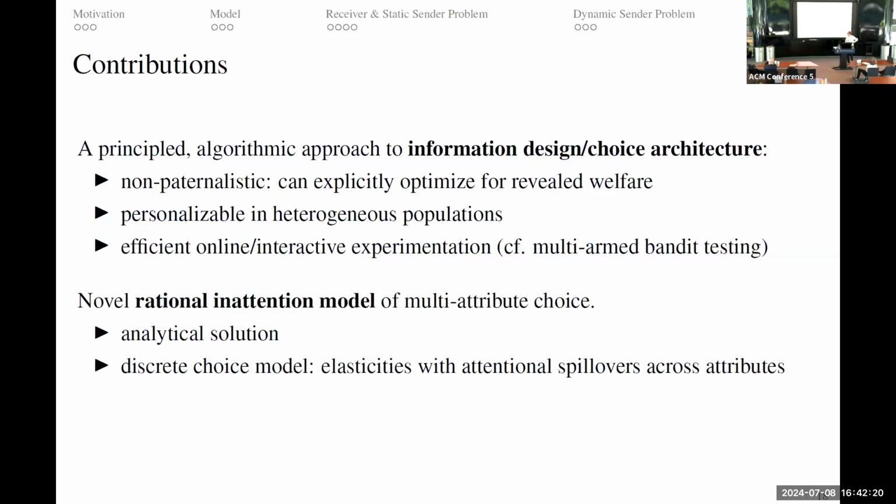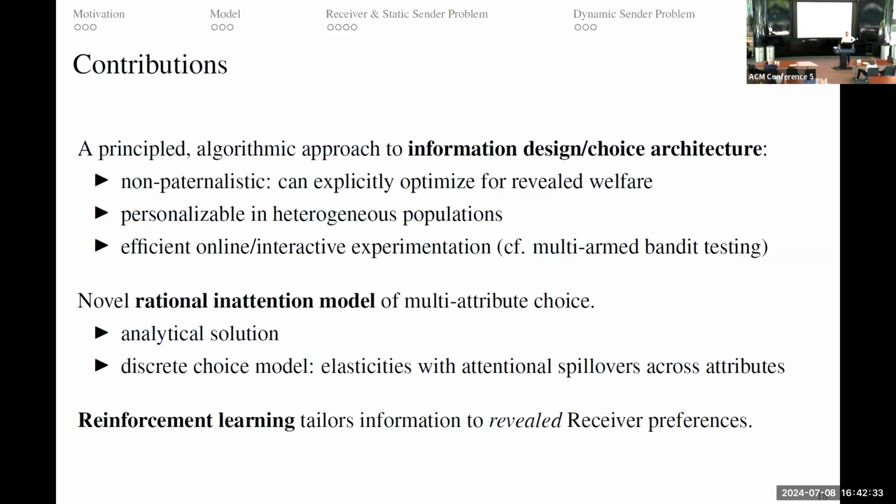We've built this rational inattention model of multi-attribute choice, which has an analytical solution giving rise to a discrete choice model with some interesting attentional details that I'm happy to talk about. And then we've used reinforcement learning to tailor information to the revealed receiver preferences.